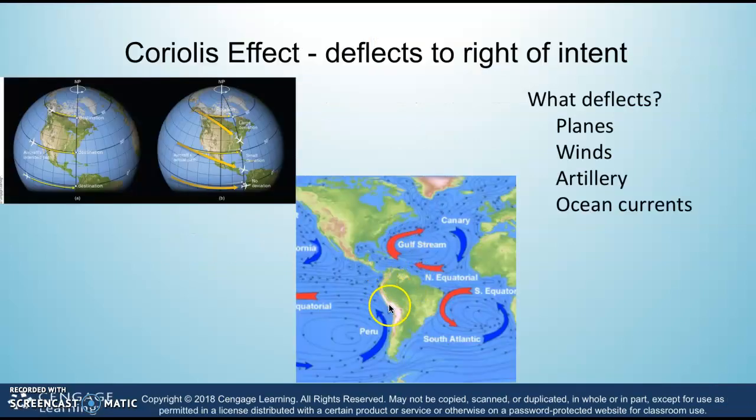Another great example are ocean currents, because again, they travel long distances just like the jet, and they travel at higher speeds relative to the speed of the ocean around them. That's why the Gulf Stream deflects to the right. The Canary current comes down from the North Pole and deflects to the right. And you can take a look at those in the Southern Hemisphere as well.